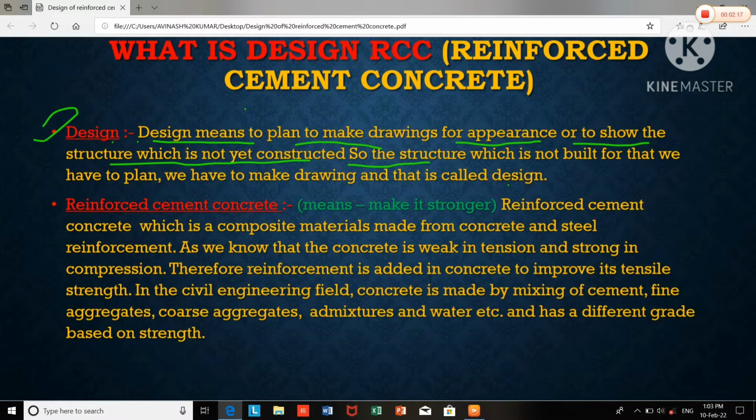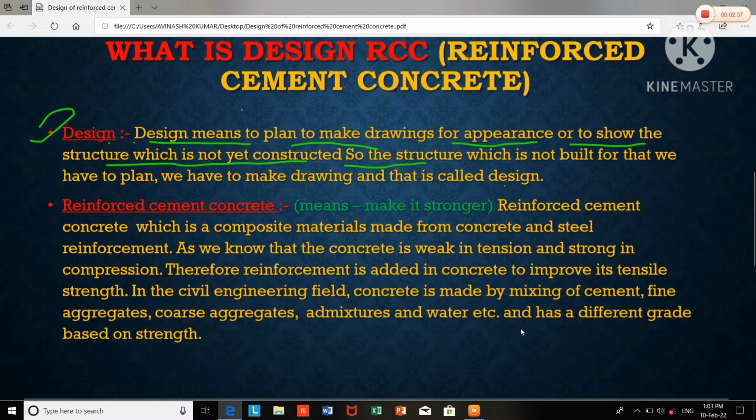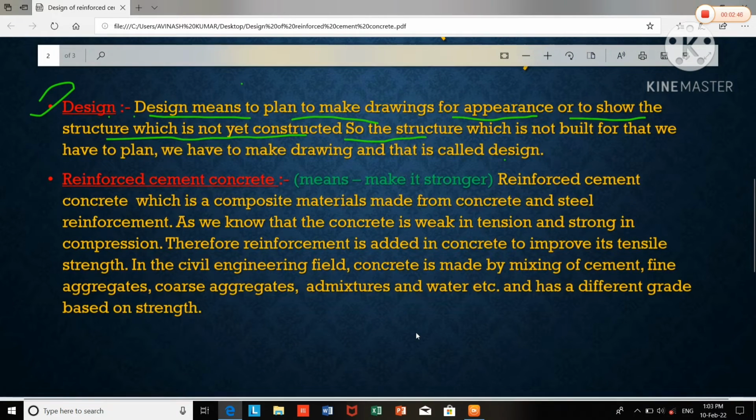In civil engineering field, concrete is made by mixing of cement, fine aggregate means sand, coarse aggregate, admixture, and water, etc., and has different grades of concrete based on strength, such as M25, M20, M15, etc.